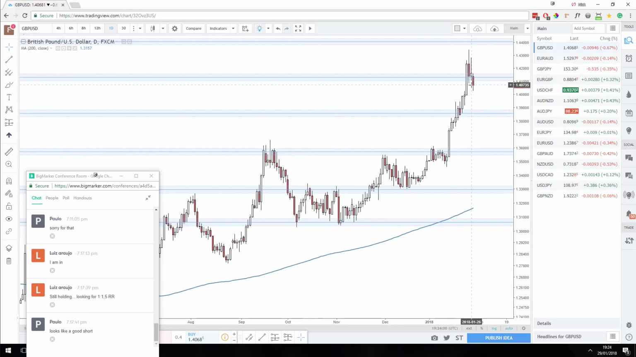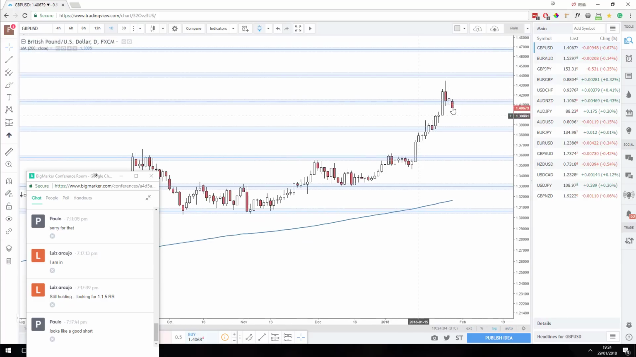GBPUSD looking for a potential continuation, but it is looking like sellers have taken control. So, you know, don't hold your breath for this one. This one is very likely not going to work out, but who knows? Just keep a close eye on it.